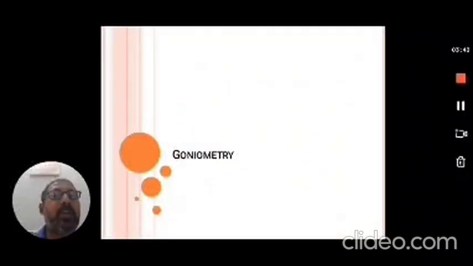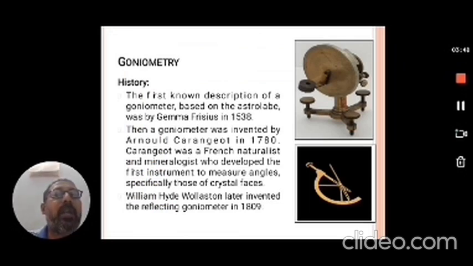Hello everyone, in this video we are going to learn about goniometry. It was first invented in 1538 by Goniometry, which was later rediscovered in 1780 by Arnold. Actually, he used it to find the phases of the angle in crystals, and later on it was modified by William in 1809 as a reflecting goniometer.